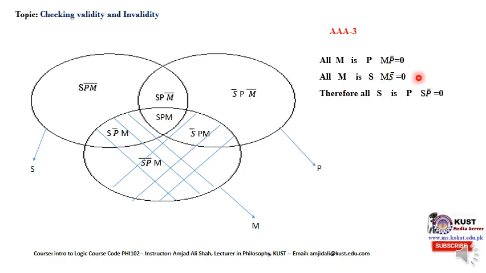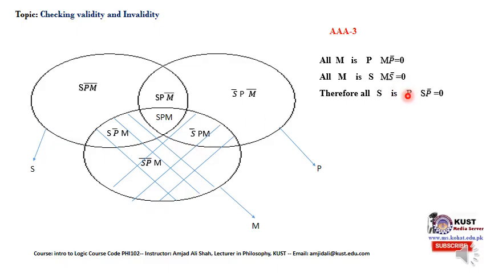The second premise says M S-bar is equal to 0. Now we have M S-bar, and we have again this clause M S-bar. Now I have shaded it. Now you're supposed to shade. So now let's look for the conclusion.